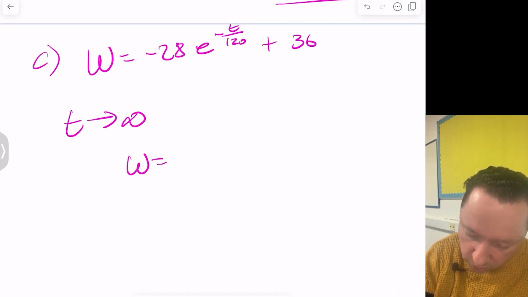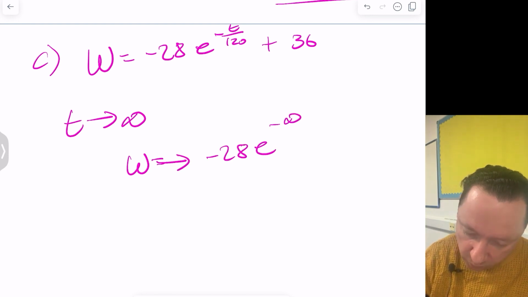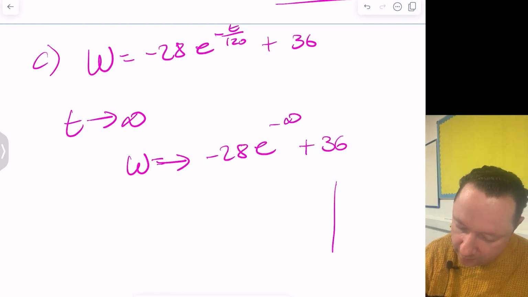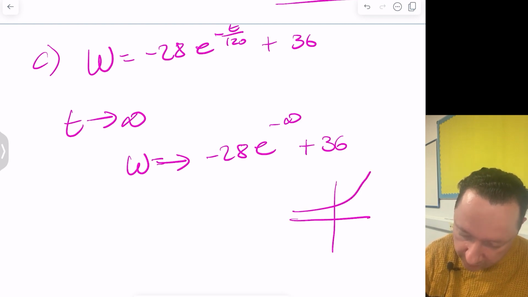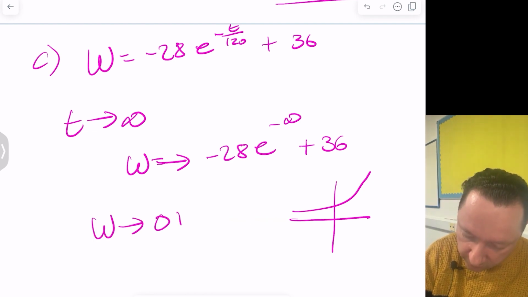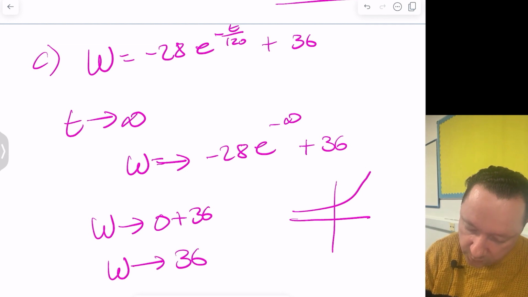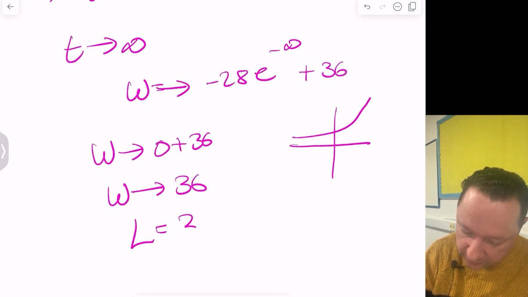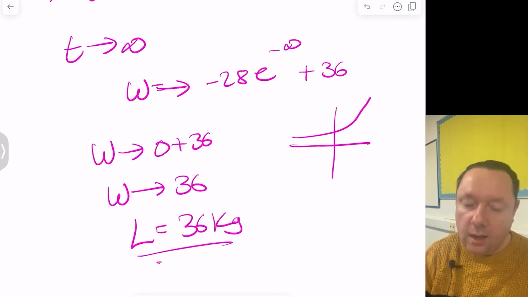Well, W goes to minus 28 e to the minus infinity over 120, which is still minus infinity, plus 36. So we need to know what happens to e as it approaches negative infinity. Well, there's the graph of e. As that gets smaller and smaller, it gets closer and closer to 0. So we can say that w approaches 0 plus 36. So w approaches 36, which means our limit L is equal to 36 kilograms. And we're done there.